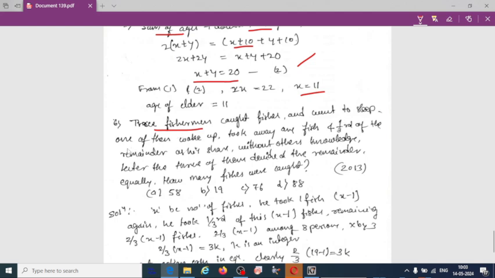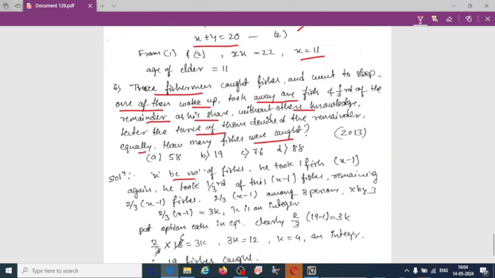So the last question here: 3 fishermen caught fishes and went to sleep. One of them woke up, took away one fish and 1/3 of the remainder as his share without the others' knowledge. Later the 3 of them divided the remainder equally. How many fishes were caught? So let us consider x as the number of fishes. We took one fish, so x minus 1 we can consider. Again, we took 1/3 of this x minus 1 fishes.